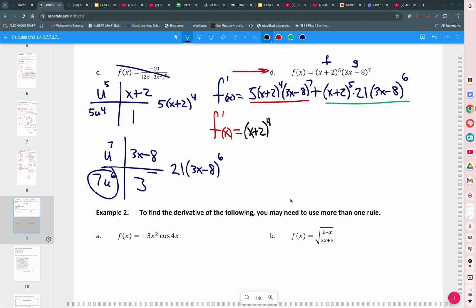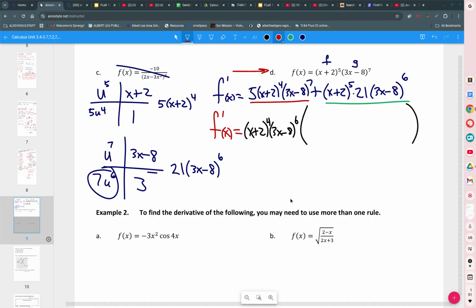Notice this is one term, that's one term. When I say term, it's something that is all multiplied together, separated by addition, which makes the red term and the green term. I'm comparing the constants, 5 and 21. I'm comparing x plus 2 to the 4th and x plus 2 to the 5th, and then I'm comparing 3x minus 8 to the 7th and 3x minus 8 to the 6th. They both share in common a 3x minus 8 to the 6th. Good. Times whatever remains as we take out that common factor.